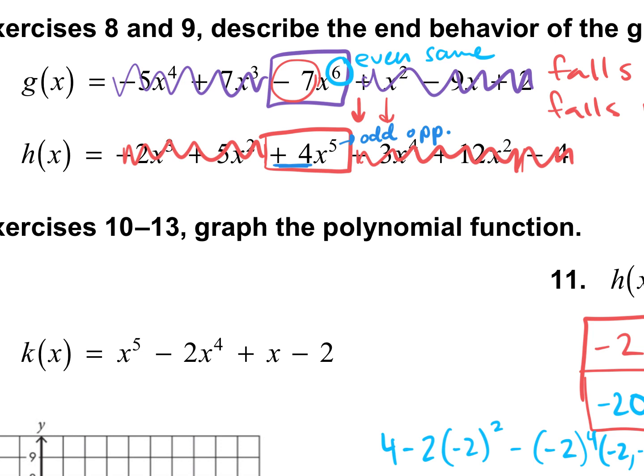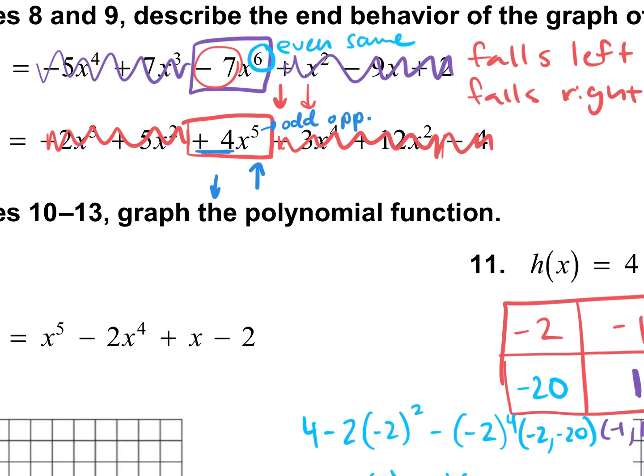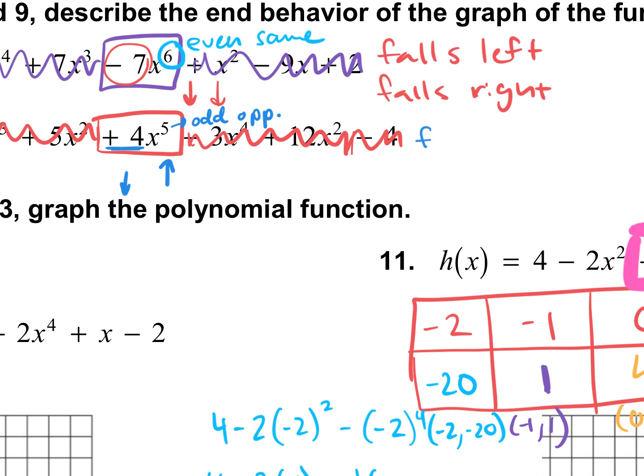So the positive or negative coefficient tells us what our right arrow does. Is our right arrow going to go up or down? It goes up. When it's positive, our right arrow goes up. So what's the left arrow going to do? It goes down. So when we put this into words, we would say falls left and rises right.